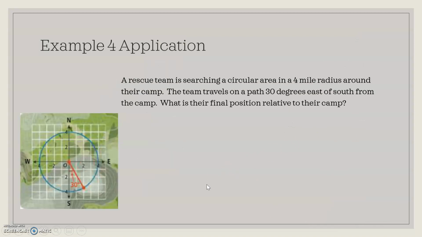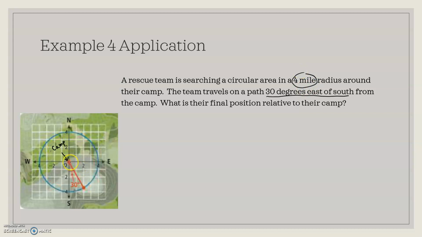All right, the last kind of problem we're going to see is an application type problem. This time we are walking a path. So there are a bunch of people who are walking this 4-mile radius from the camp. So the camp is at the origin. Just in case you're wondering, here's the camp right here. And I'm going to walk 4 miles on a path that is 30 degrees east of south. And I'm going 4 miles. And I want to know what my final position is relative to camp.